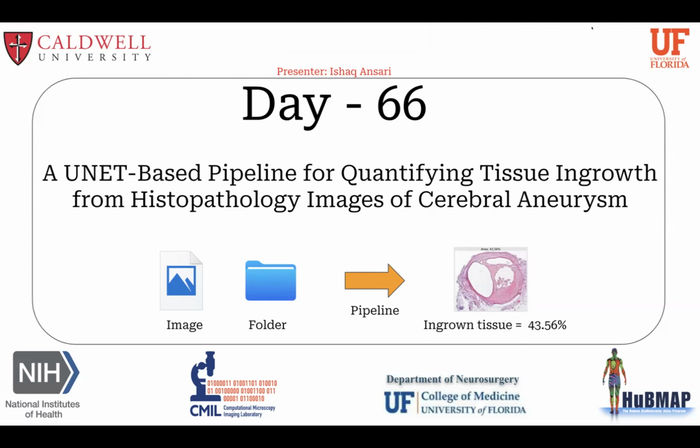So what I'm doing is I have some histopathology images of cerebral aneurysm, and I'm building a pipeline to quantify the amount of ingrown tissue in that sac. You can upload an image, and the pipeline will give you the area of the ingrown tissue in that image. Not only that, you can also upload a folder with a bunch of images, and it will give you the area for all of them. So you don't have to do one by one.